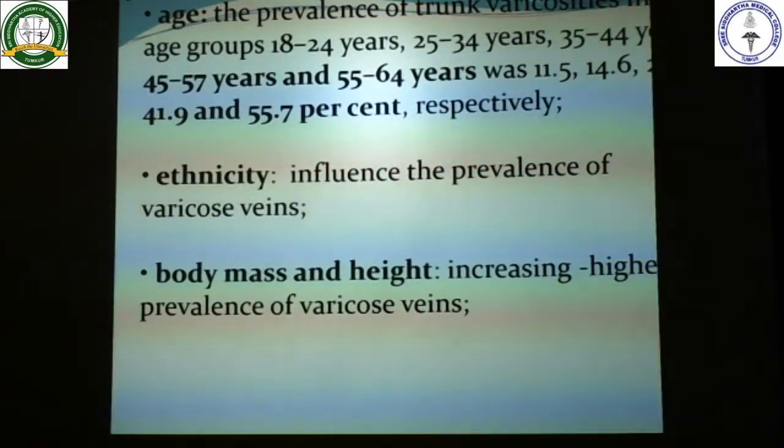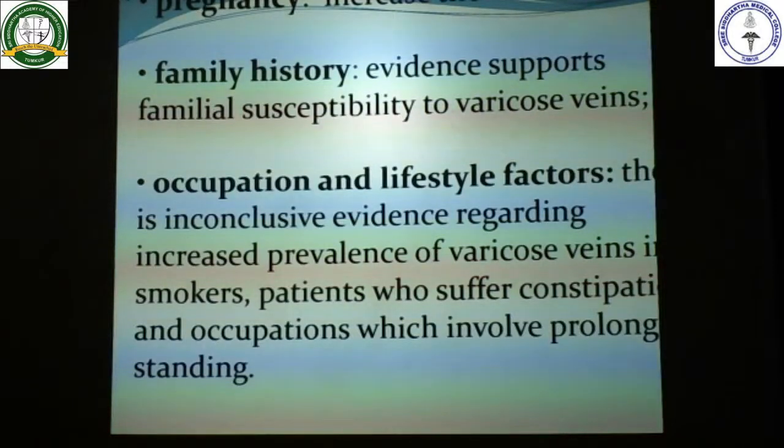And ethnicity also influences the prevalence of varicose veins. And also body mass and height. Whenever there is an increase in body mass or an increase in height, it also causes varicose veins. Another factor is pregnancy. Even in pregnancy, you can see there is a risk. And also family history. Evidence supports familial susceptibility to varicose veins. One more important factor here is occupation and lifestyle factors.